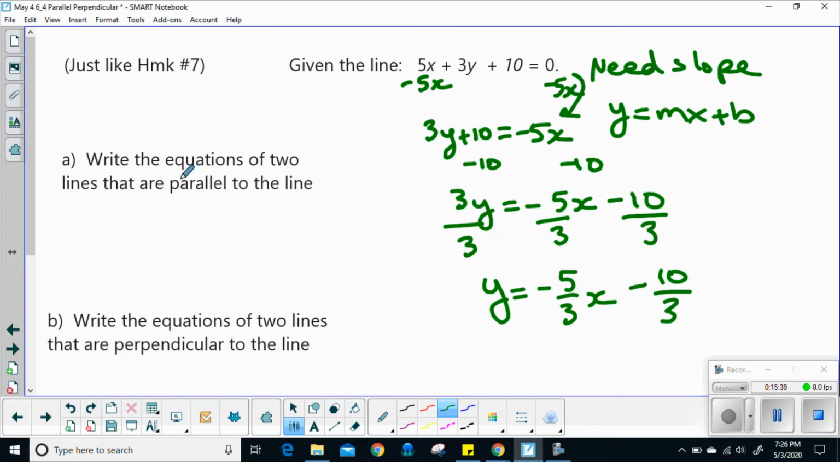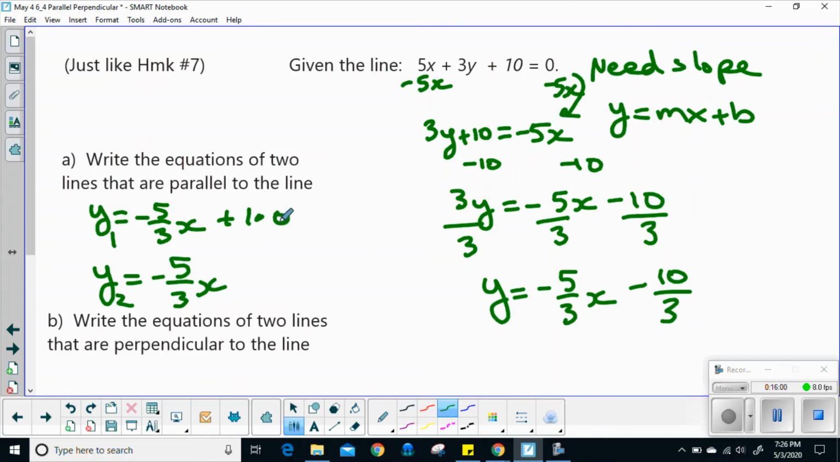Now, if I want to write the equations of two lines that are parallel to this line, well, I have to make sure each one starts with y equals negative 5 over 3 x. So there's line 1, there's line 2. And the only thing that I do change is my y-intercept. And it can be any number you want. It could be plus 100. It could be minus 3. Whatever. Doesn't matter. That's the only number that you really need to change. Make sure you keep the slope the same.